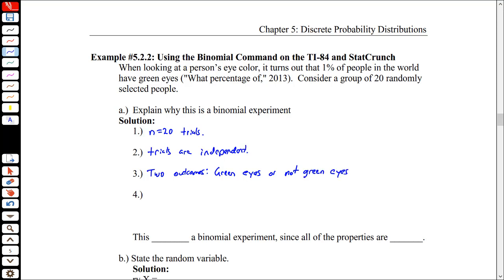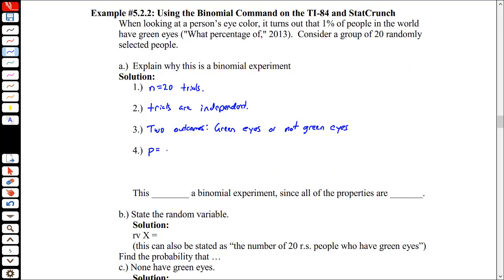And then the last criteria is that the probability is the same for each person. And in the problem, we read that 1% of the people in the world have green eyes. So the probability that a randomly selected person has green eyes is 1%. That will be the same for everybody. So this is a binomial experiment since all of the properties are met.